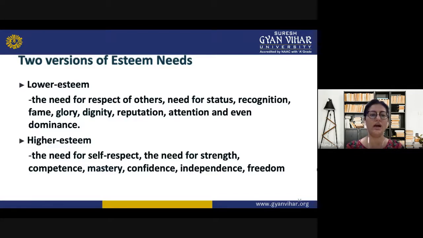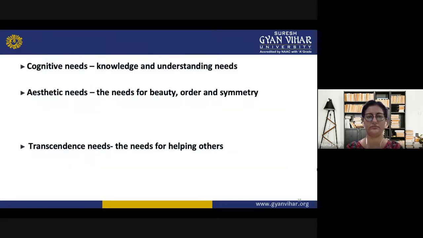And then there are higher esteem needs. These higher esteem needs are much more mature, like the need for self respect. You need to understand how you can earn the respect, the need for strength and competence, that you need to learn a certain skill to its competent level, the mastery, the confidence, independence, and the freedom. It comes automatically with the confidence which you have if you have attained any kind of mastery in your skills. So you will automatically get your self respect.